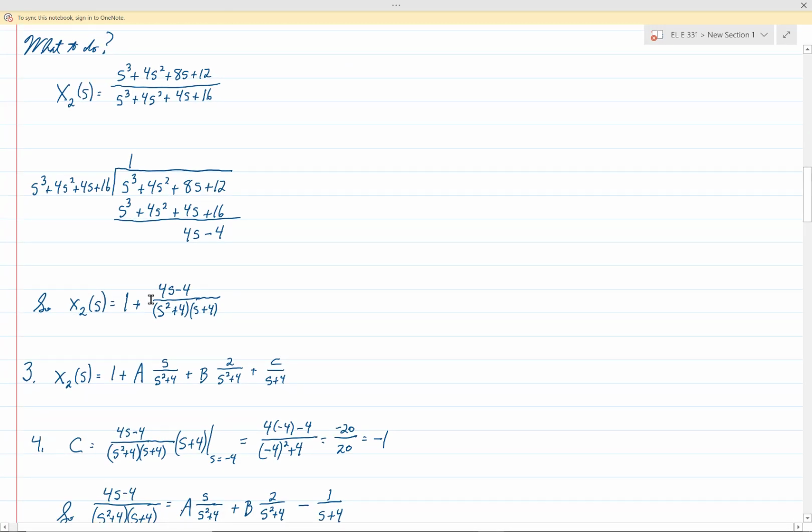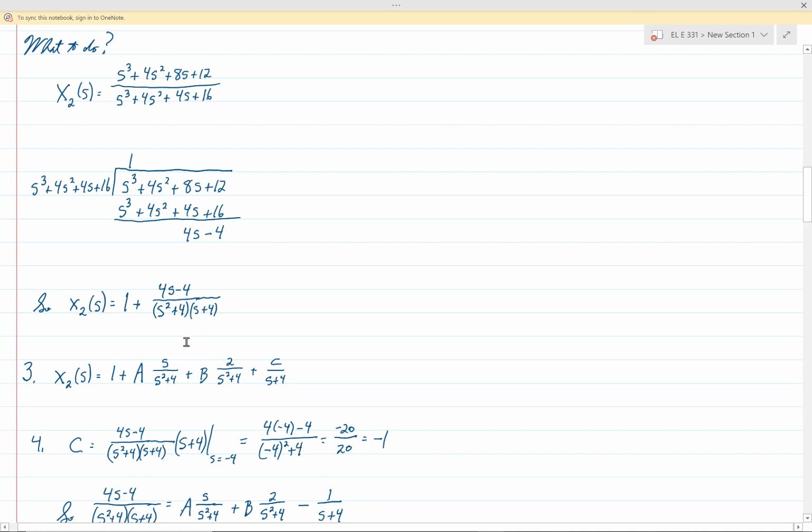Well, that form is not in the table, so we do have to work on it some. But fortunately now the degree of the numerator is less than the degree of the denominator, so we're ready to proceed. And we have to figure out how to expand this. It has a little difficulty here because it has s squared plus 4 in the bottom.